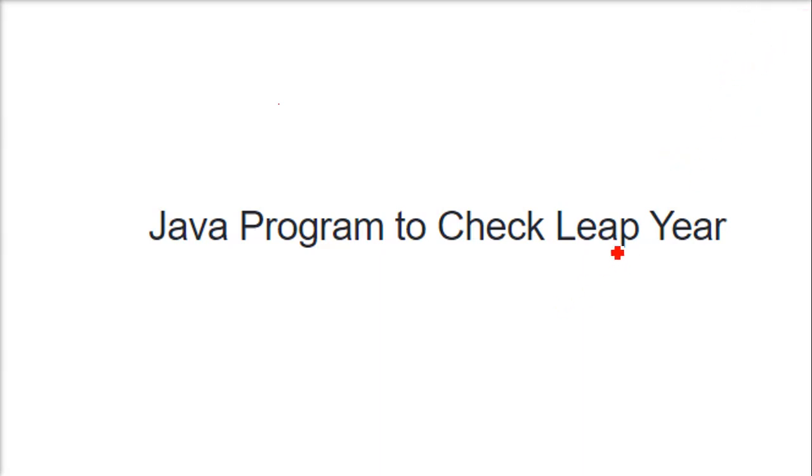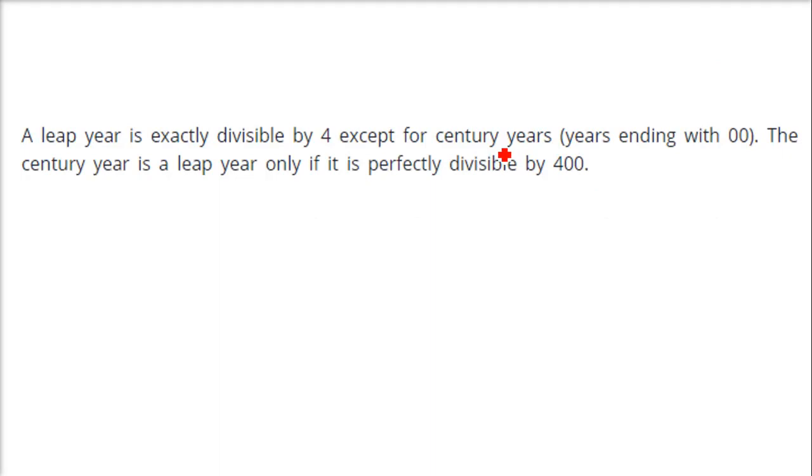We are looking at a Java program to check leap year. First of all, what is a leap year? A leap year is exactly divisible by 4. So any year which is exactly divisible by 4, except for century years that end with 00. We'll see an example. A century year is a leap year only if it is perfectly divisible by 400.